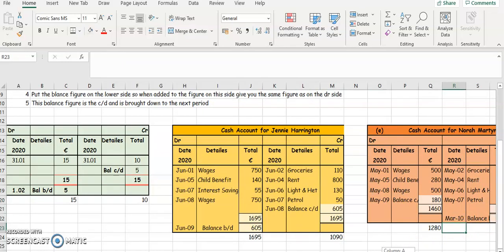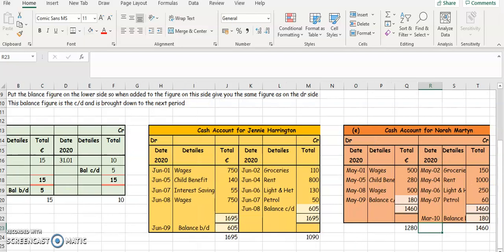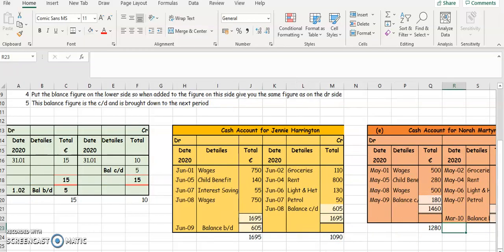So remember, you're going to add up the debit side, add up the credit side to see how much money is going in, and how much money is going out. The difference of the two then goes on the smaller side. So on this side here, the smaller side was 605. This side is 180. And then we bring it down to the next period. And that's how you balance your accounts for the analyzed cash flow.